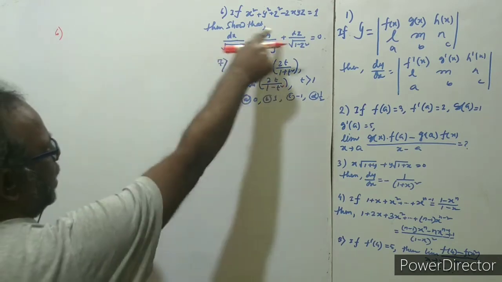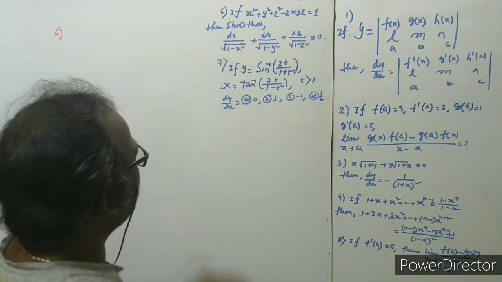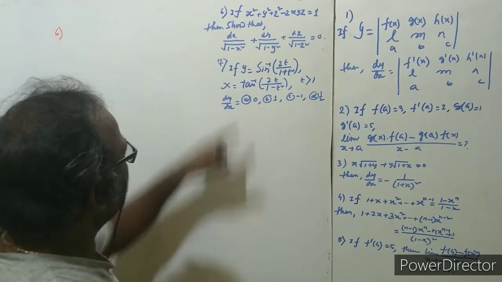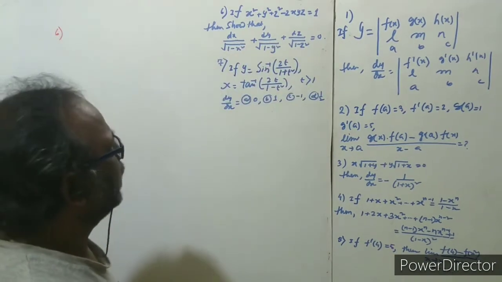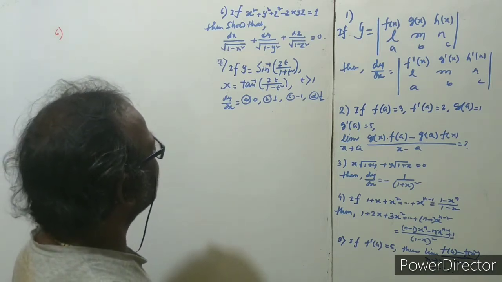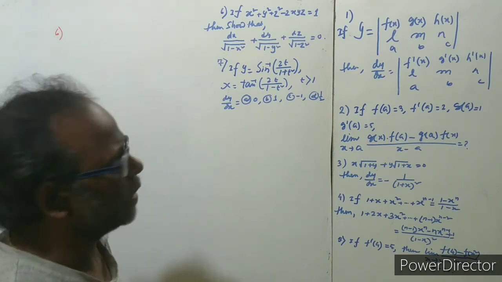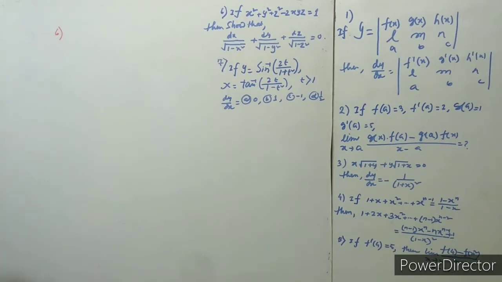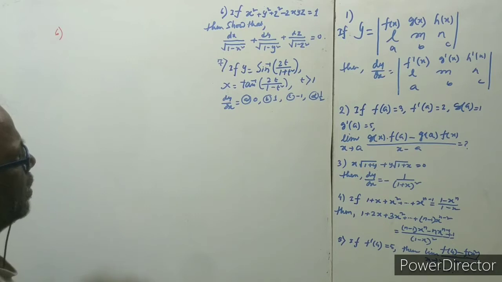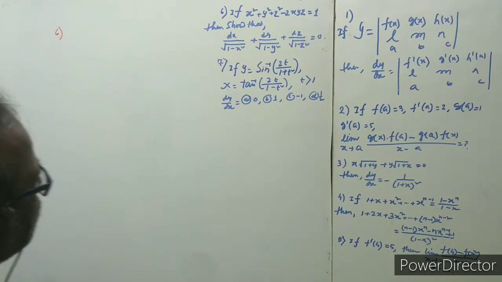See that the equation is given with the variables x, y, z, so three variables, and we see dx, dy, dz here. So x square plus y square plus z square minus 2xyz equals 1. Now we have to show dx over root over 1 minus x square plus dy over root over 1 minus y square plus dz over root over 1 minus z square equals 0.